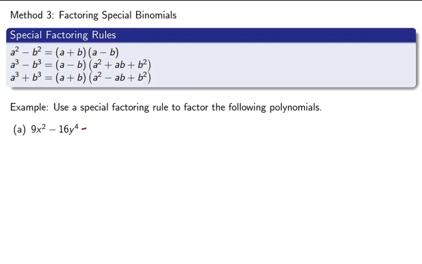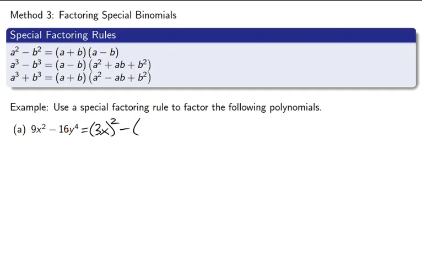Let me show you by example what I mean. So this is a square of a specific term, 3x. So if I were to square the 3, I get 9, and if I square the x, I get x squared.